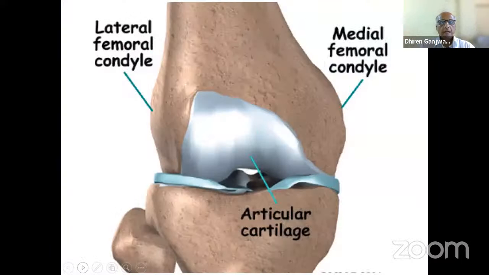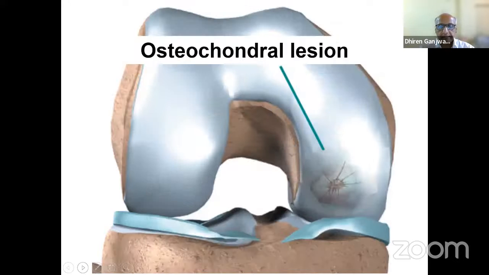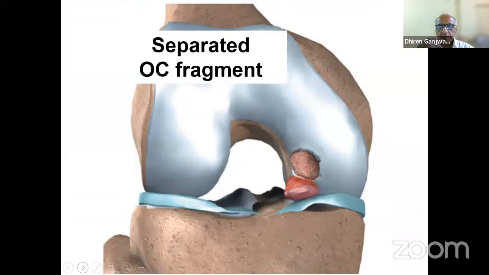This is from the internet. And this is a figure which shows the lateral femoral condyle and the medial femoral condyle. This is trying to show the inferior surface of the femoral condyle. And you can see that the osteochondral lesion is seen very well on the medial femoral condyle. We can see the crevices in the cartilage. And this is the picture of the separated osteochondral fragment: we can see the piece of cartilage and the subchondral bone separated from the host.